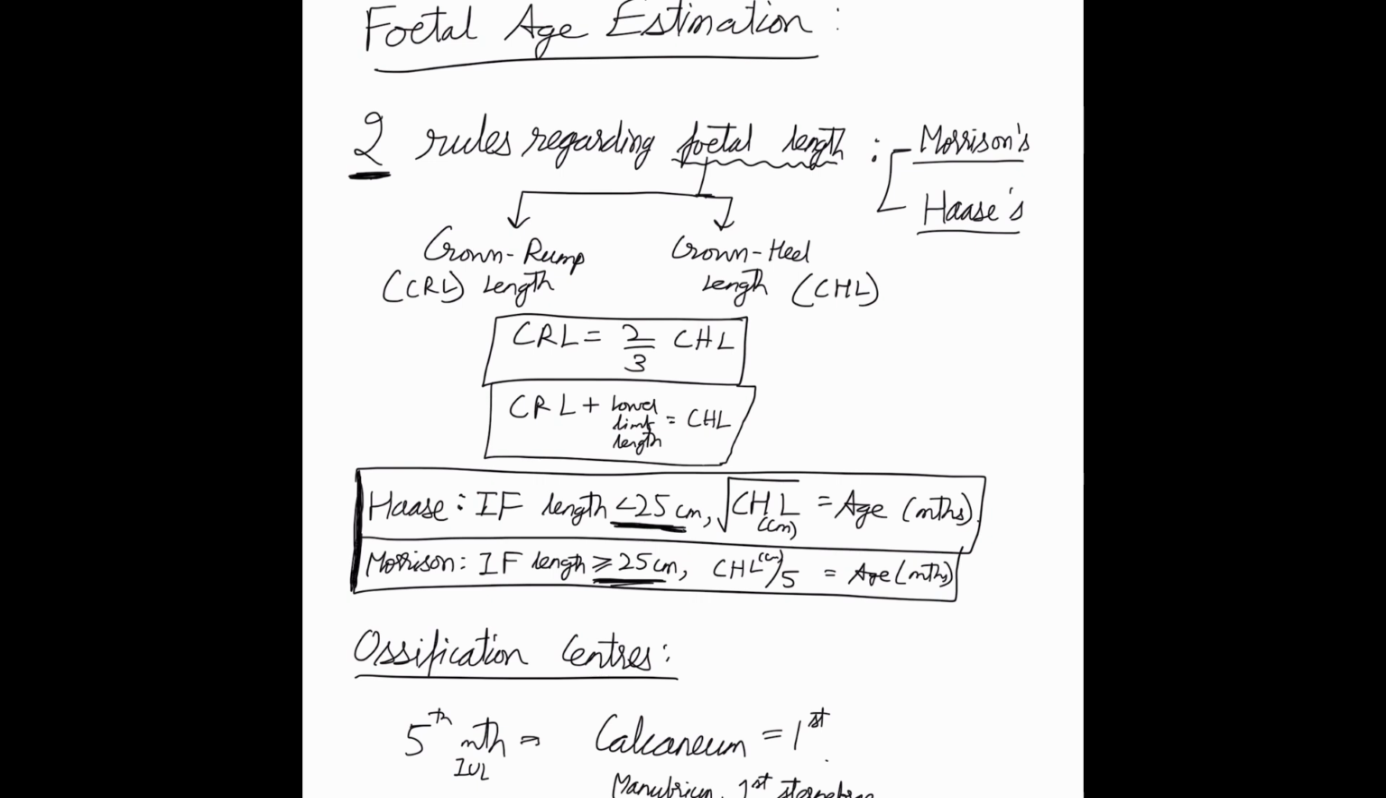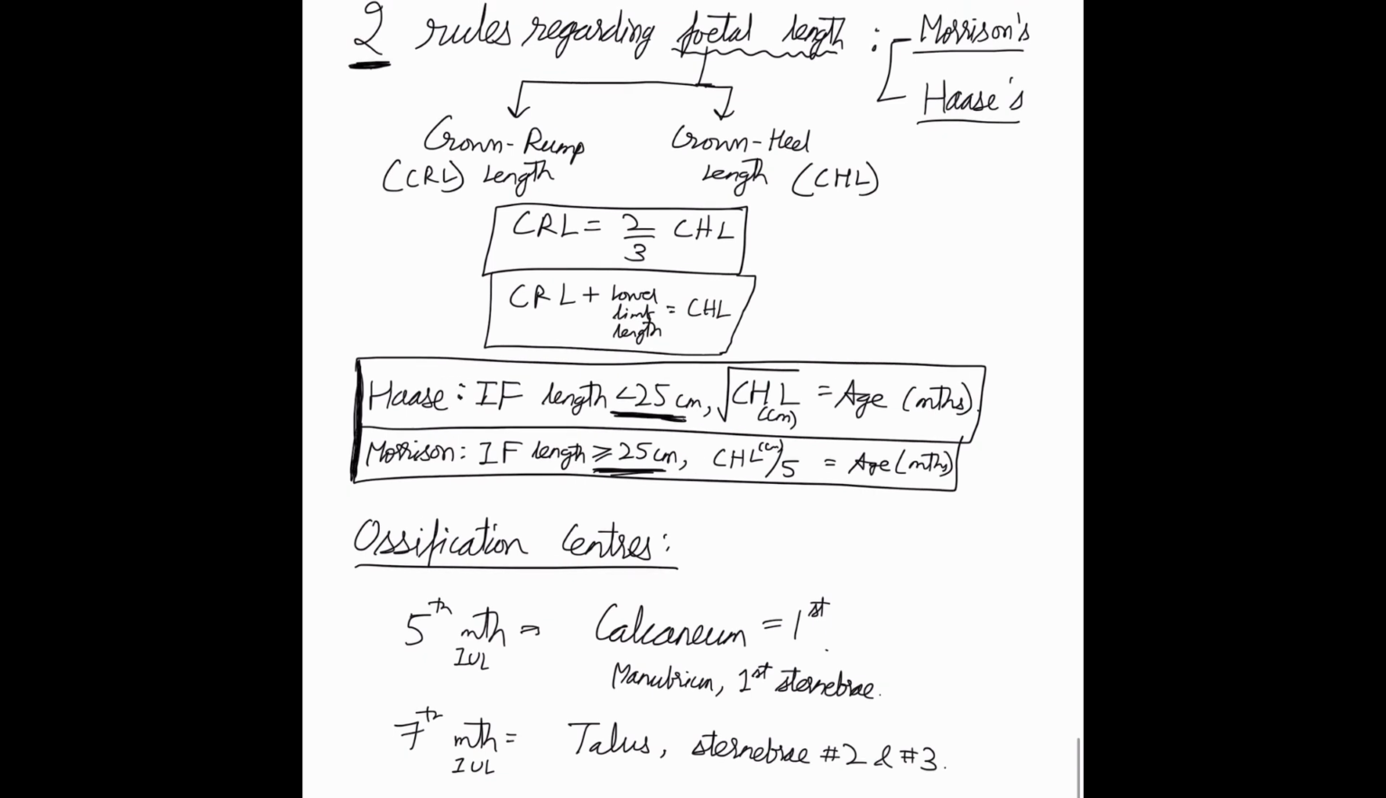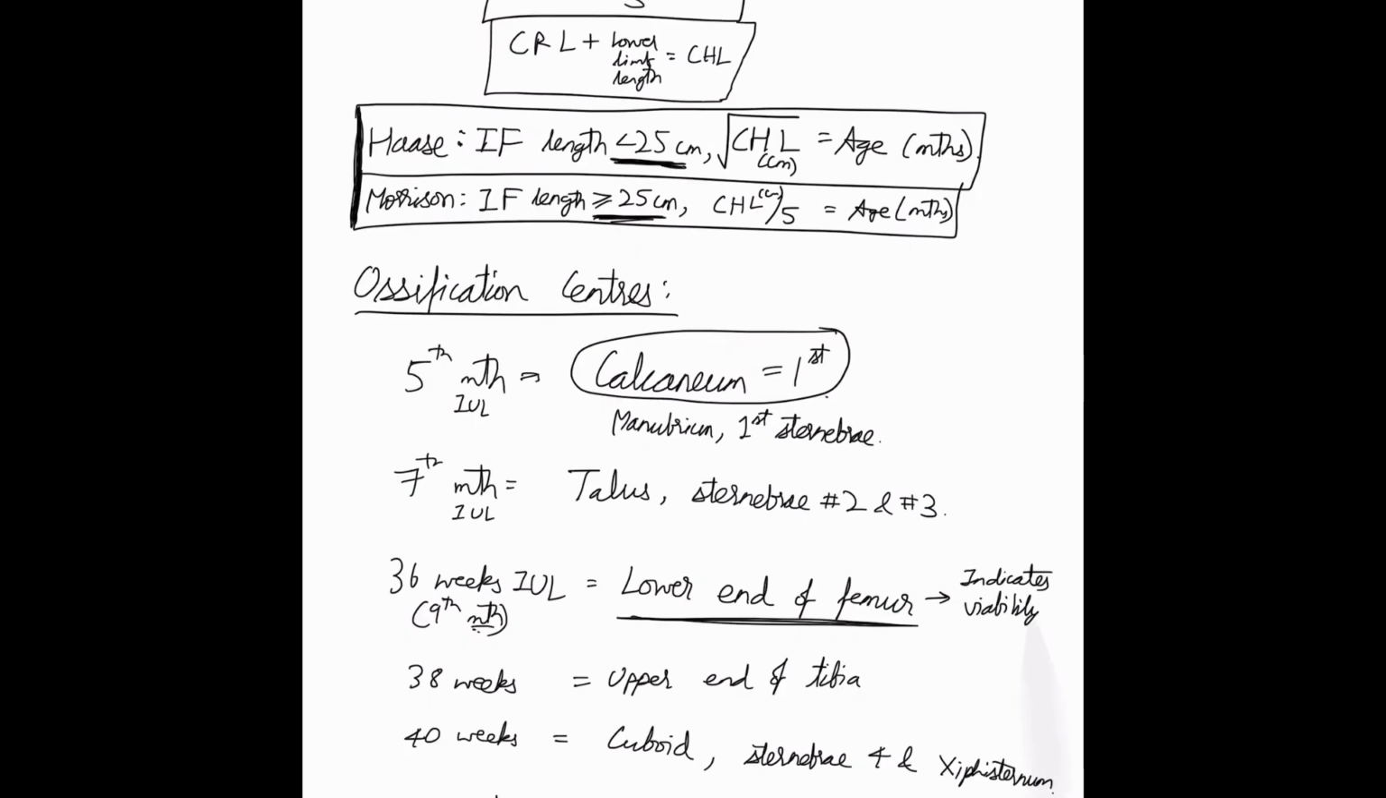Next, we'll see the various ossification centers in the fetus that are of medico-legal importance. At the 5th month of intrauterine life, we have the ossification center for the calcaneum, which is always the first to appear. It's only after that we get the centers for the manubrium and the first sternebrae. In the 7th month of intrauterine life, we get sternebrae 2 and 3 along with the talus. At 36 weeks of intrauterine life, basically the 9th month of gestation, the lower end of femur appears.